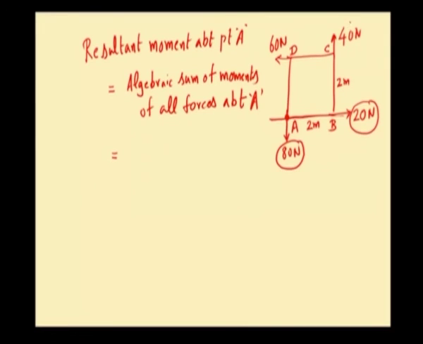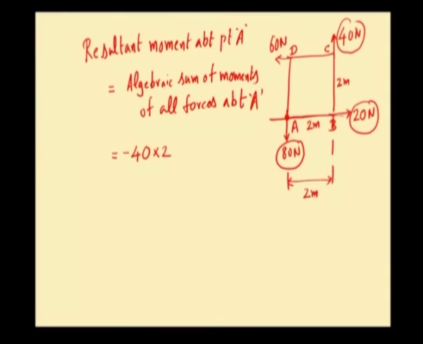Now, let us consider this 40 Newton force. We shall extend that force. So, this is the line of action of this 40 Newton force. Perpendicular distance between this 40 Newton force and point A is this distance, which is this side dimension of the square, which is 2 meter. So, naturally 40 Newton force creates a moment about A. That moment will be an anticlockwise moment. So, the moment will be 40 into 2. Since it is an anticlockwise moment, we shall put a negative sign here.